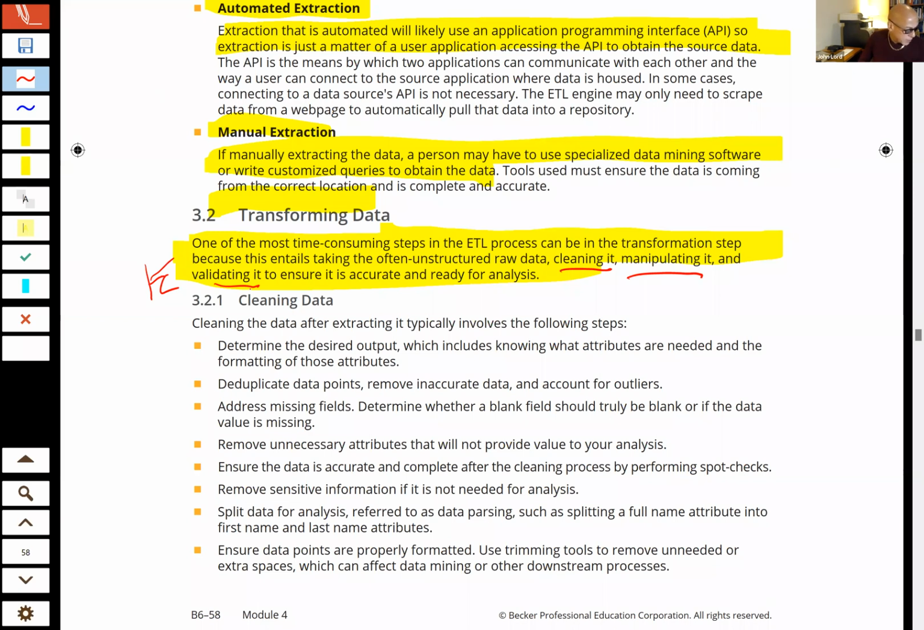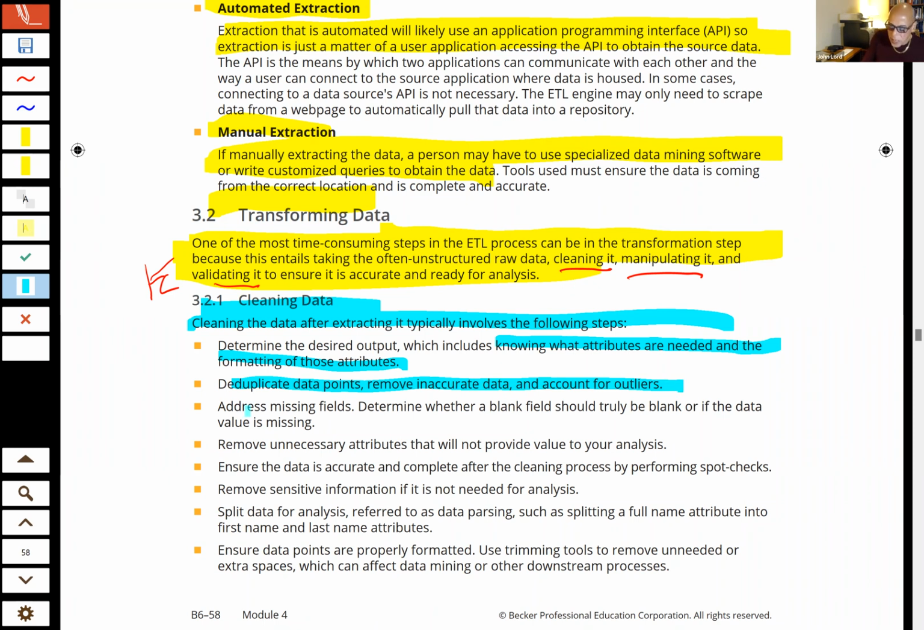But let's go ahead and start to look more closely at what some of these things entail. Cleaning the data: after you extract it, knowing what attributes are needed and the formatting of those attributes. Remove duplicate data points, remove inaccurate data, account for outliers, address missing fields, okay? The best thing to make sure that the data is complete is to do some sort of reconciliation.